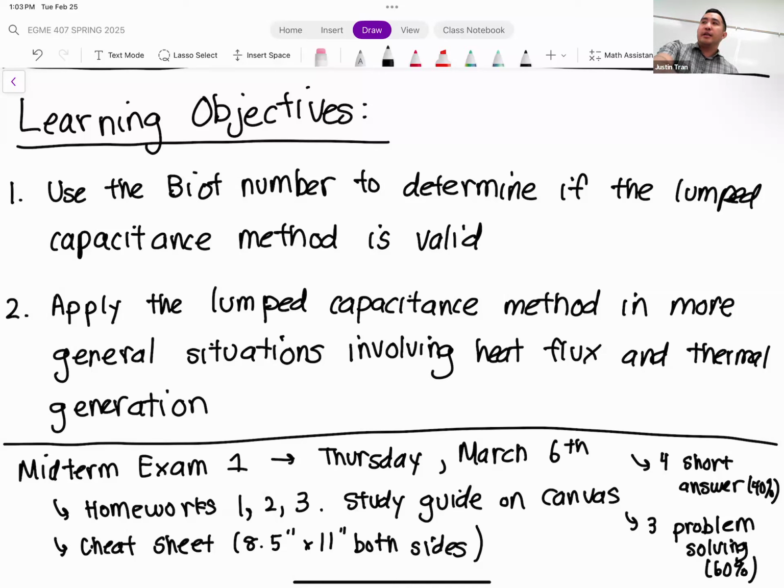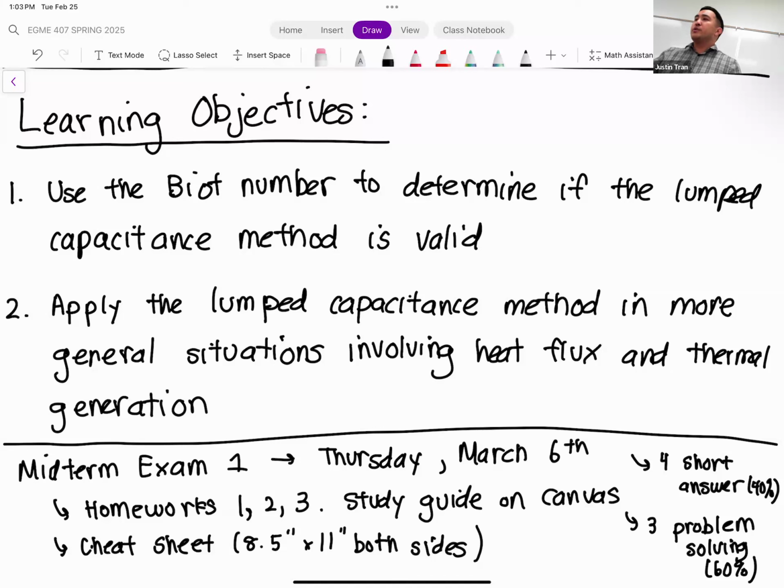In terms of the format for the exam, you can expect there to be 4 short answer conceptual questions. Those are very similar to what you've been seeing on the homework. I'll ask you something conceptual about the course so far, and then you'll answer in maybe 2 to 3 sentences. Maybe I'll have you draw a diagram or something like that. So that's worth 40% of the points.